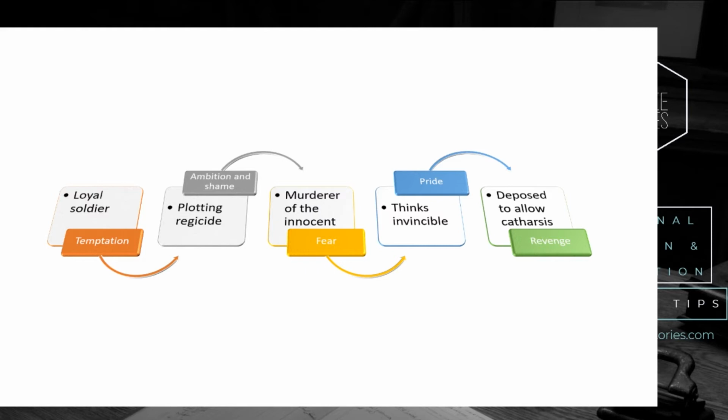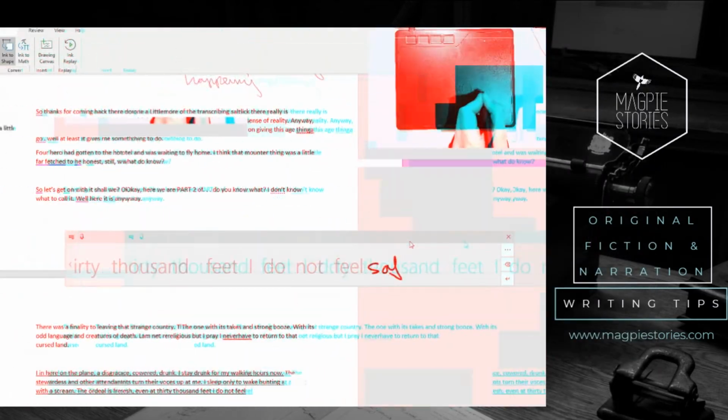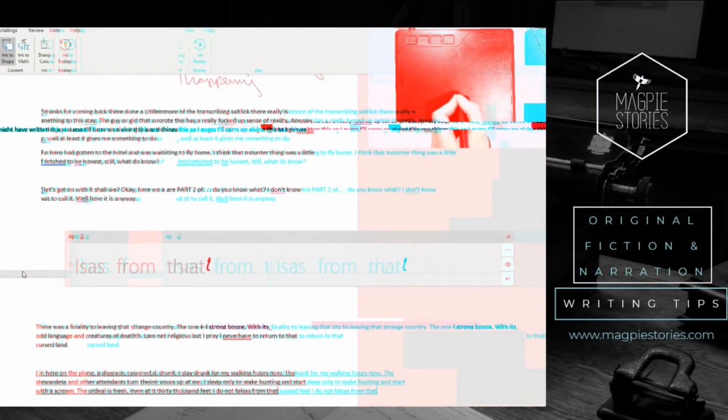However, his pride, later on in the play, when the witches reveal that in his own mind he is immortal and beyond harm, and this pride leads to a downfall, and revenge is the primary driver at the end of the play, and he is deposed and catharsis is allowed to reign, sort of healing the rift that is within Scotland.